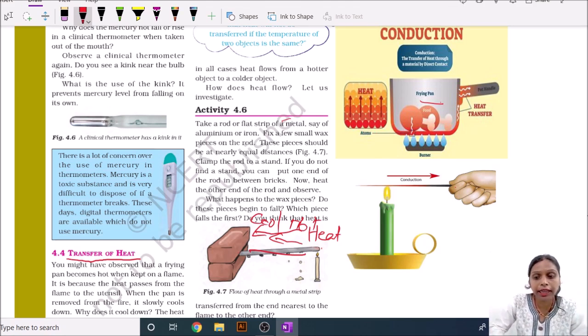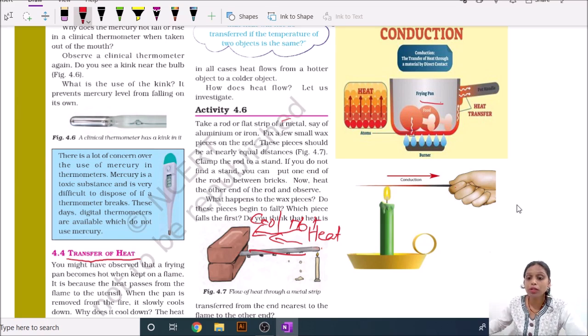And you can see in this diagram a metallic rod. Whenever we keep it in our hand and give a flame to that metallic rod, you will feel a warm effect. What does it show?